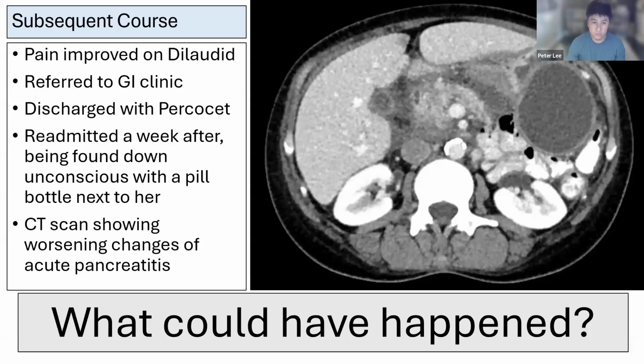So the pain improved on Dilaudid. She was referred to GI clinic, but GI clinic's too busy, 3 months away, so she was discharged with Percocet. And unfortunately and tragically, she was readmitted a week after being found down unconscious with a pill bottle next to her, suspected of a potential suicide attempt.